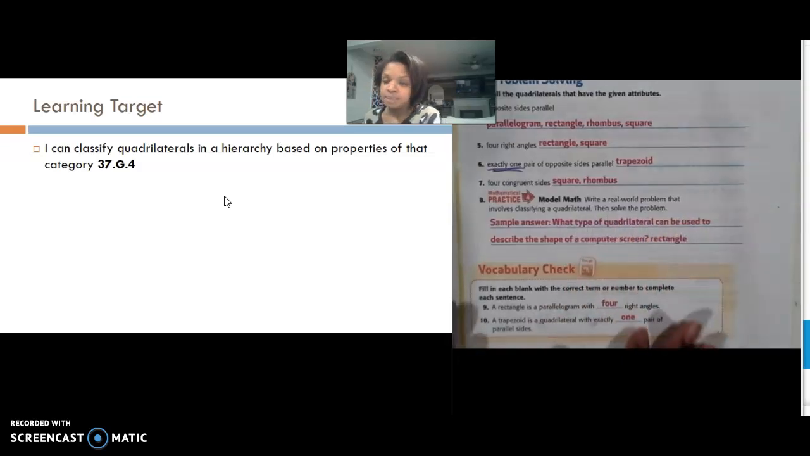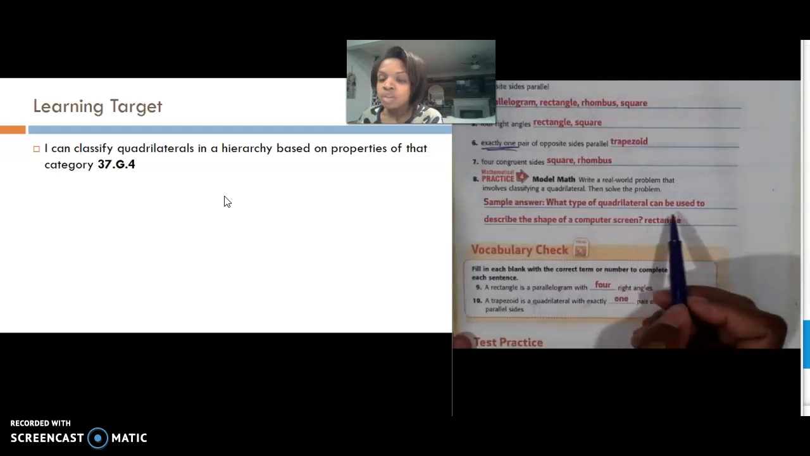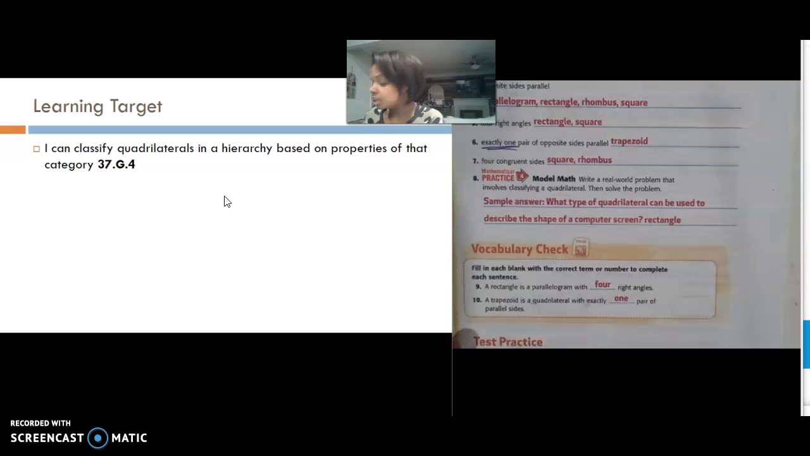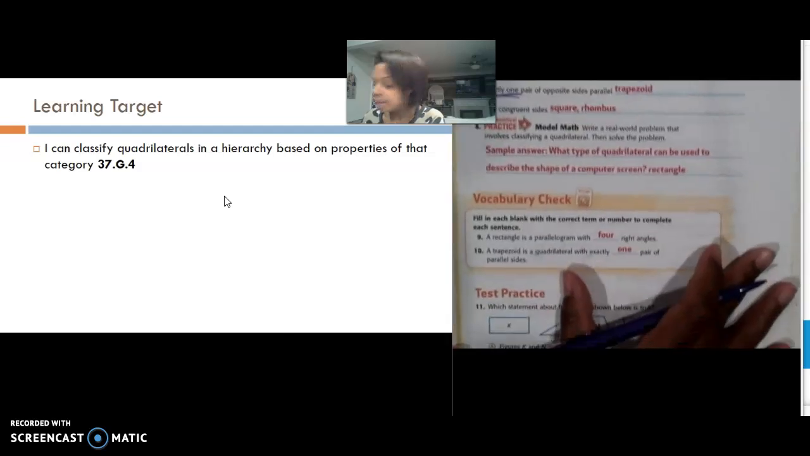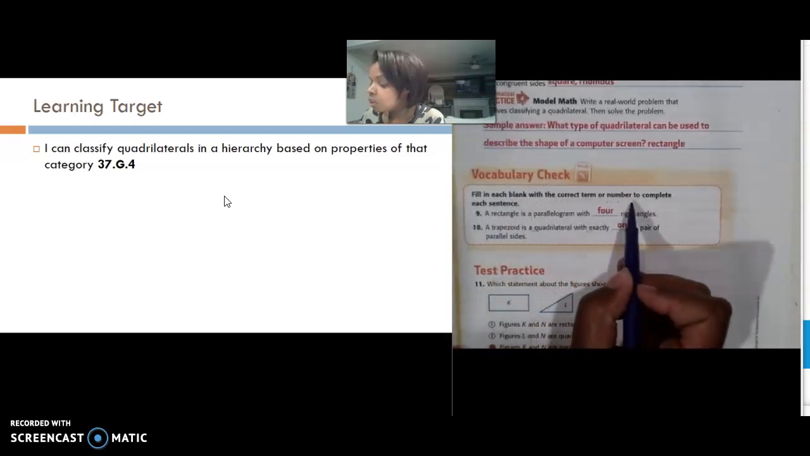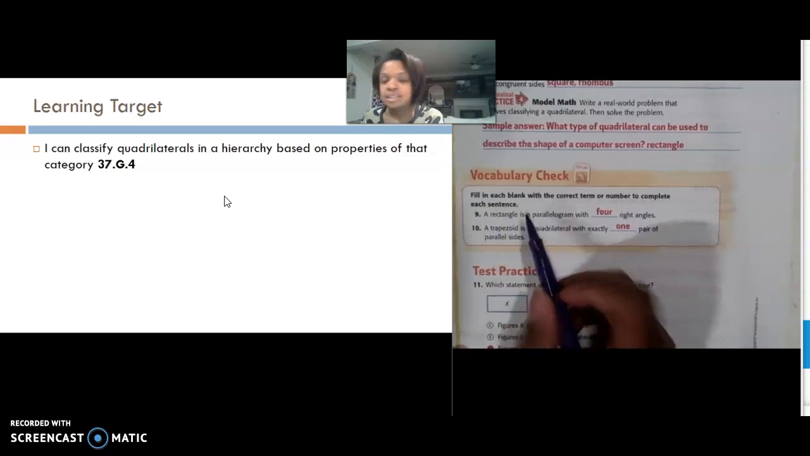All right, number 8 says, write a real-world problem that involves classifying a quadrilateral, then solve the problem. So here's a sample. What type of quadrilateral can be used to describe the shape of a computer screen? Well, for the most part, it would be rectangular, right? There's not very many square computer screens, but it would probably be a rectangle, okay?